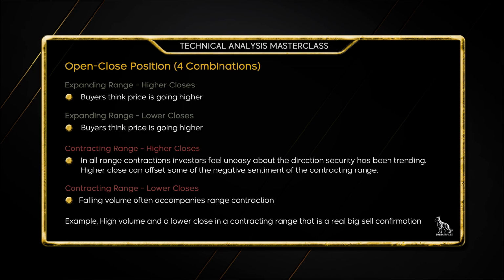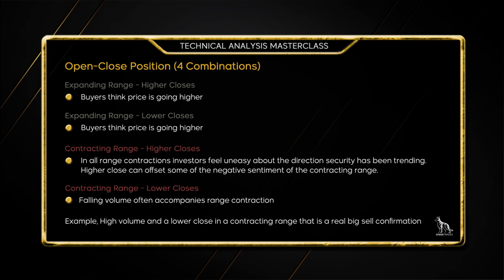So these are examples of where high volume and a lower close in a contracting range, when you combine the 2 variables, the contracting range with the high volume, it could be a real big sell confirmation. High volume indicates that there's a lot more strength to whichever way the direction is headed, and a lower close within a contracting range shows the prices are going down. So combining the 2 variables together could really demonstrate how powerful that combination can be.